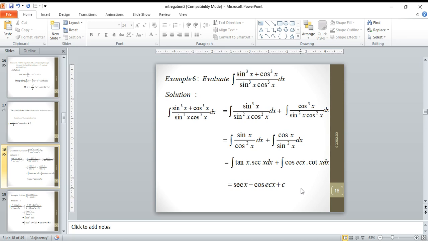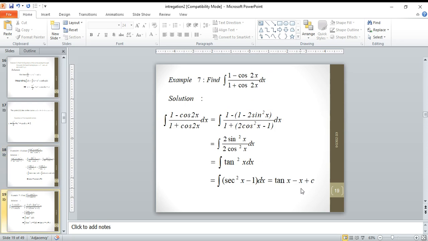Sin x by cos square x: the denominator cos square x is cos x into cos x. Sin x by cos x is tan x, and 1 by cos x is sec x, plus c. So it's clear. Next, integration cos x by sin square x: sin square x is sin x into sin x. So cos by sin is cot x, and 1 by sin is cosec x. Integration of tan x into sec x is sec x, and integration of cosec x into cot x is minus cosec x, plus c. So this is also an easy problem.